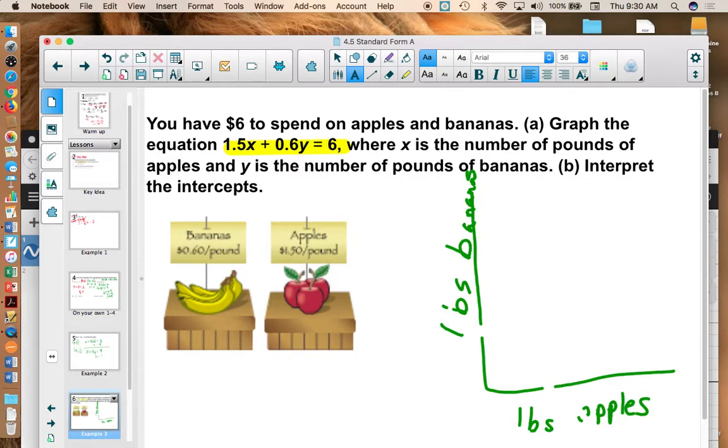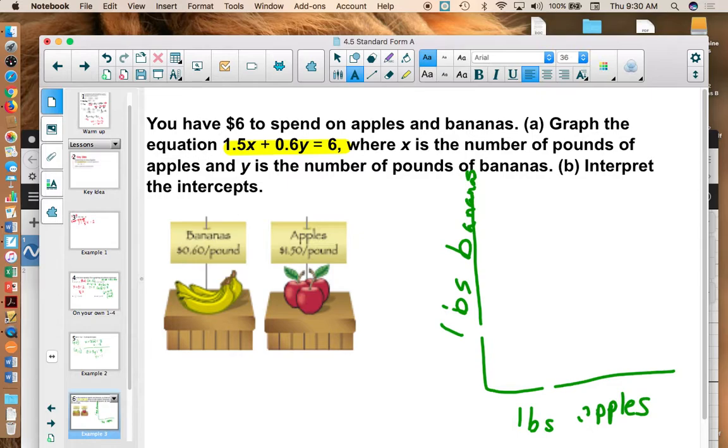What's this point then? Where does it cross? It's (0, 10). So where does it cross y? Let y be 0 and solve for x. So put your dot on 10. All right, ladies and gentlemen, where does it cross x?